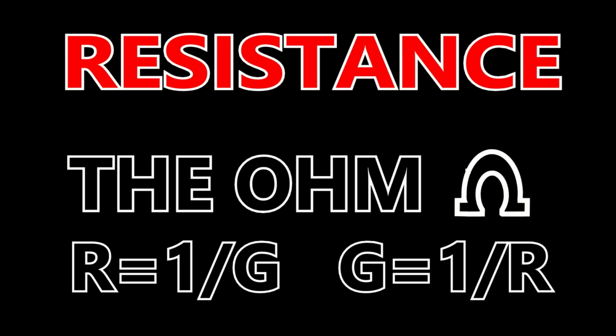We use the letter R for resistance, and the symbol for the ohm is the Greek symbol omega. There is also the value of conductance, which is simply the reciprocal of resistance. The symbol for conductance is G. The formulas for resistance and conductance are R equals 1 divided by G, or G equals 1 divided by R.